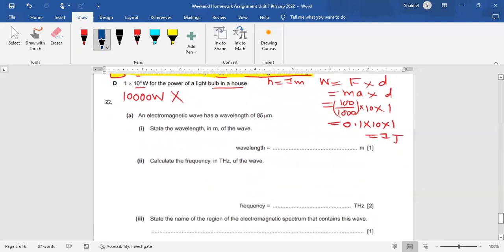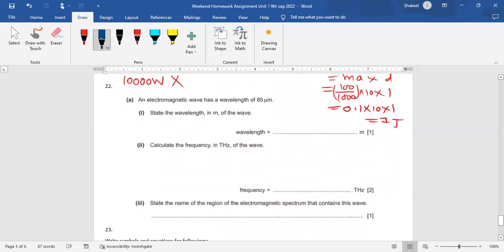Okay, question number 22. An electromagnetic wave has a wavelength of 85 micrometer, and you have to express it in meter. That's quite simple. Micro is 10 power minus 6, but in standard form the decimal point should be after the first non-zero digit. So it is 8.5 into 10 to the power minus 5. Then you have to calculate the frequency in terahertz.